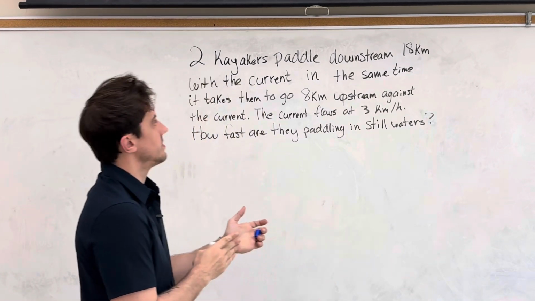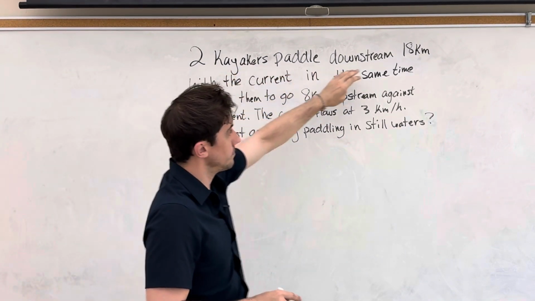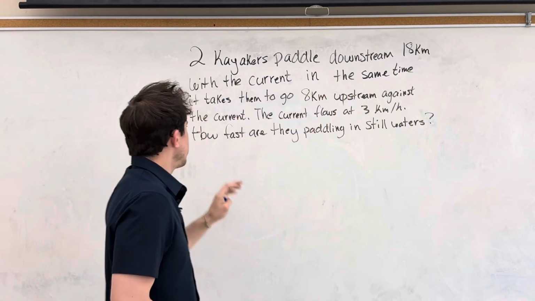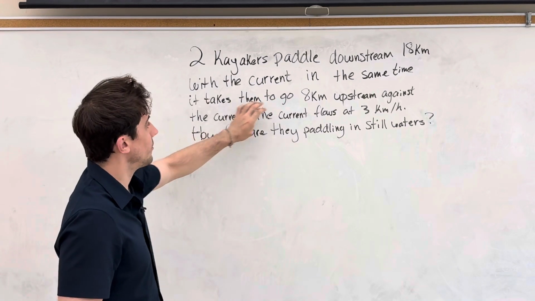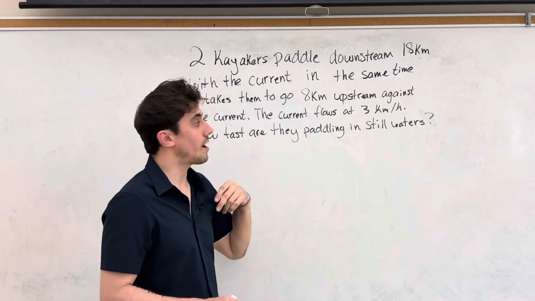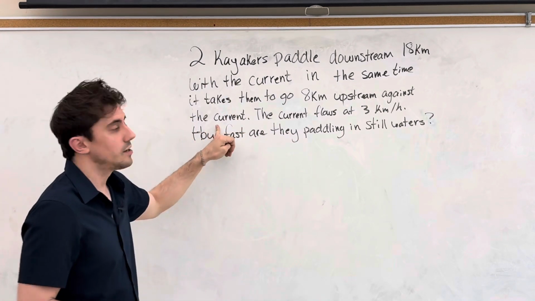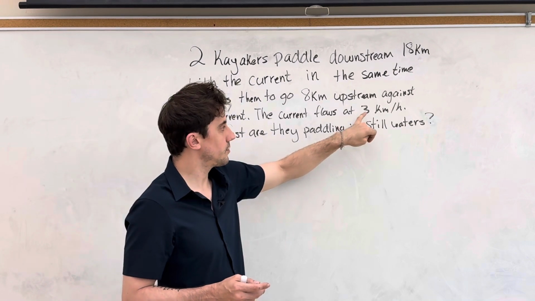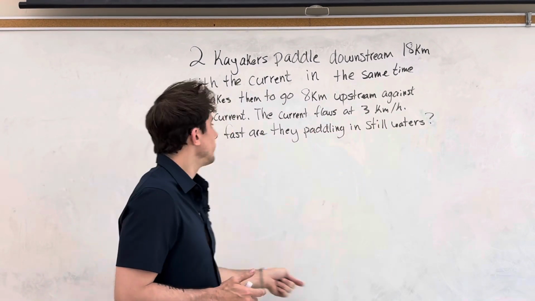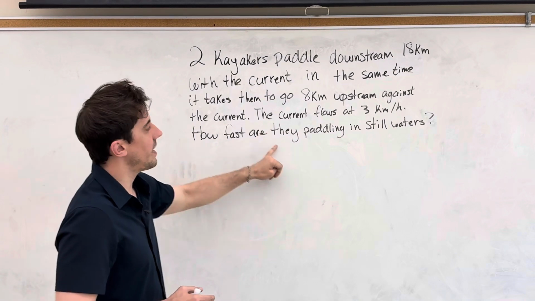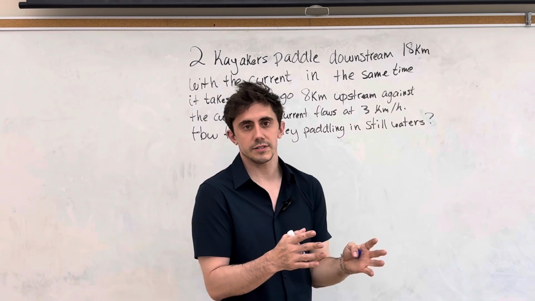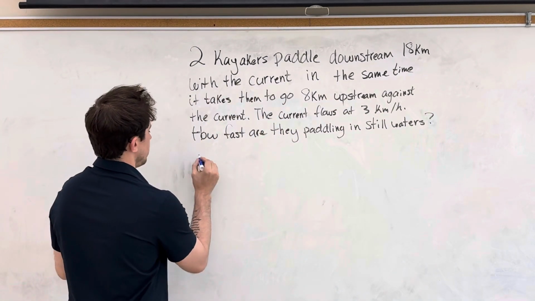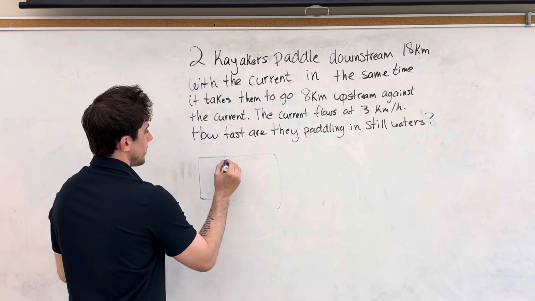The situation is that two kayakers can paddle downstream 18 kilometers when they're going with the current, in the same time that they can go 8 kilometers upstream, traveling against the current. Now, the current in this river is flowing at a rate of 3 kilometers an hour. So we are looking to find how fast they can paddle in still waters, when there would be no current in theory. To do this, I recommend making a table with the information that you're given.